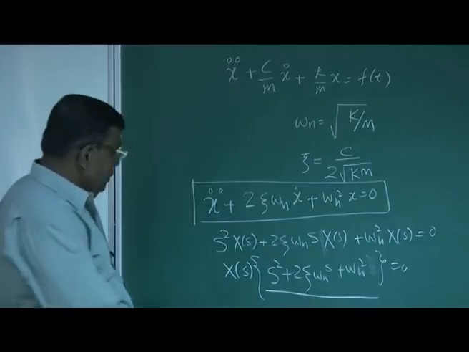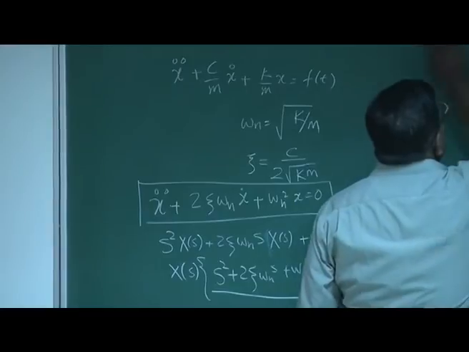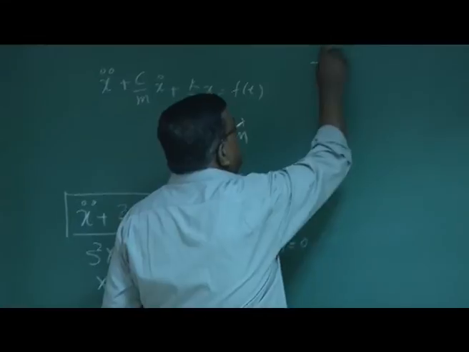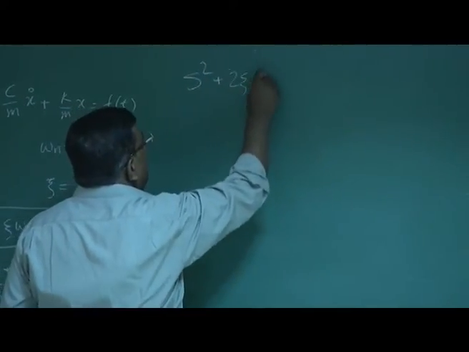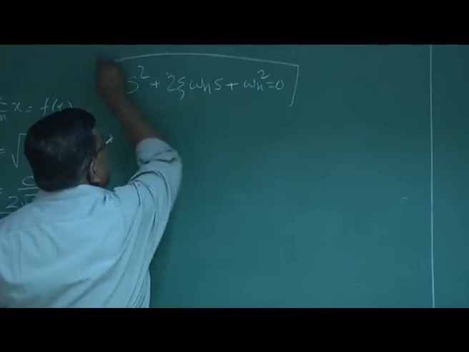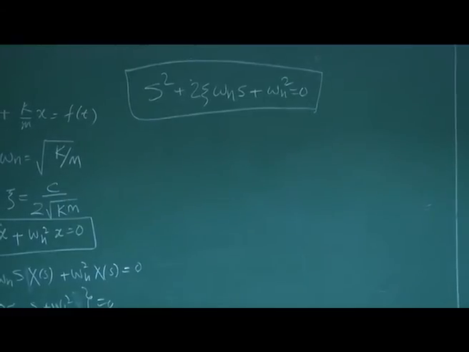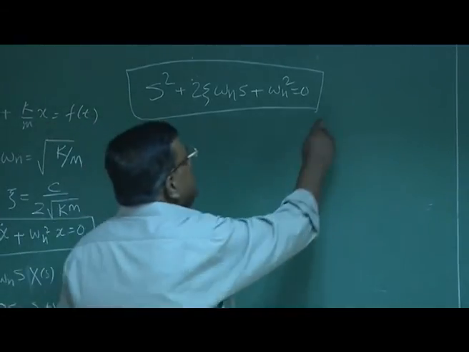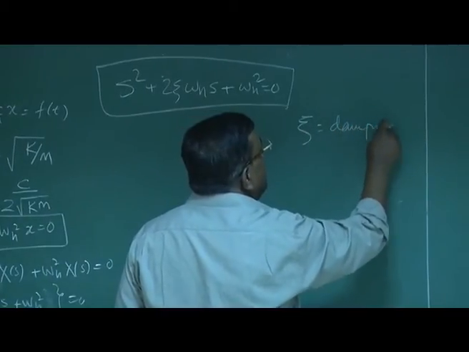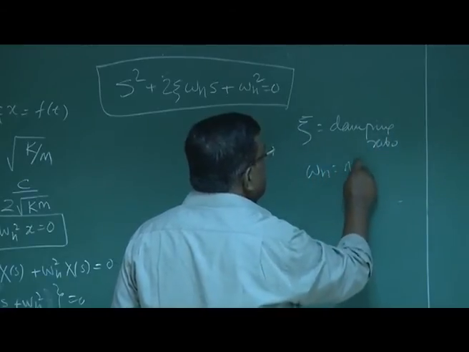I have gone very briefly, but I thought it's worth mentioning this. Those who are interested can read further. So what is the message? The message is, s square plus 2 zeta omega n s plus omega n square equal to 0 is the characteristic equation for a second order system using omega n and zeta. Zeta is defined as the damping ratio, and omega n is the natural frequency.